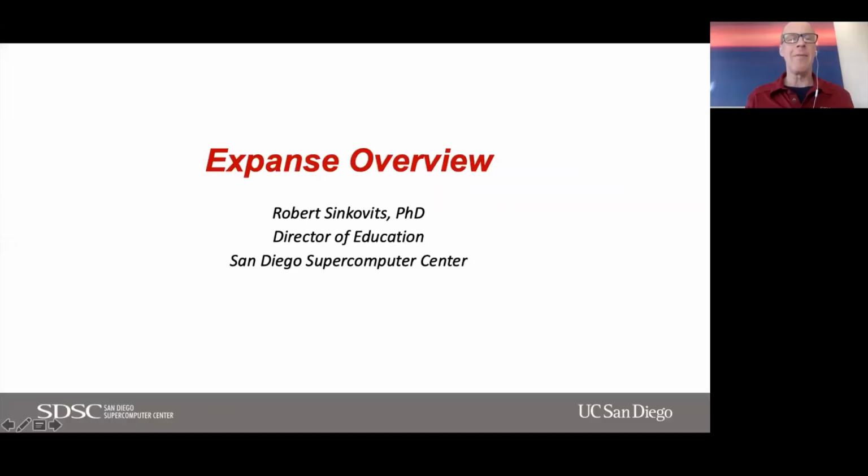Okay, welcome back, everybody. I'm just going to give you a very quick overview of Expanse. This is the supercomputer that we have here at SDSC, and that you're going to be using for the rest of the HPC training.